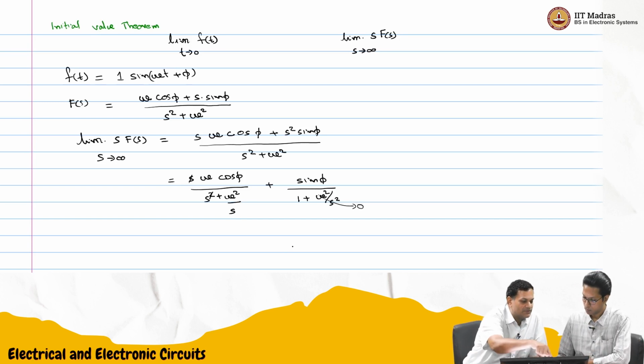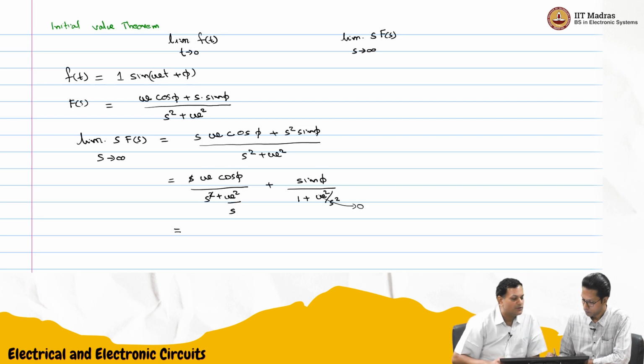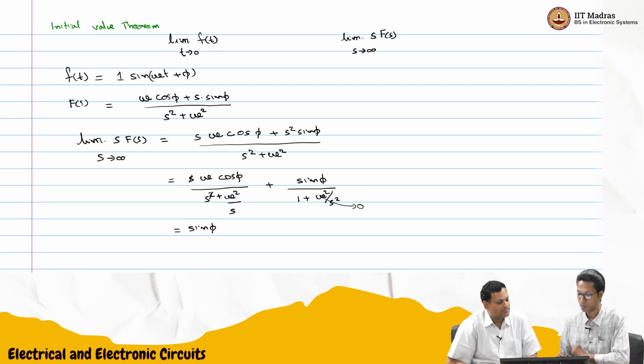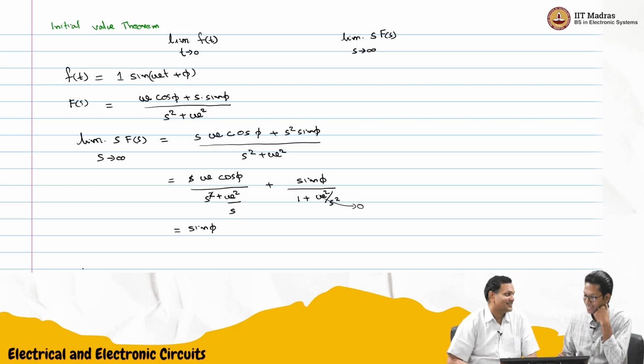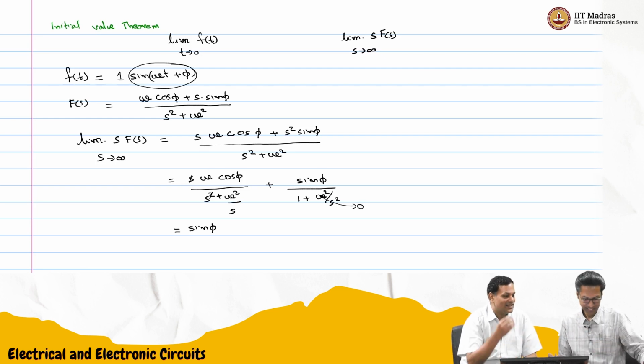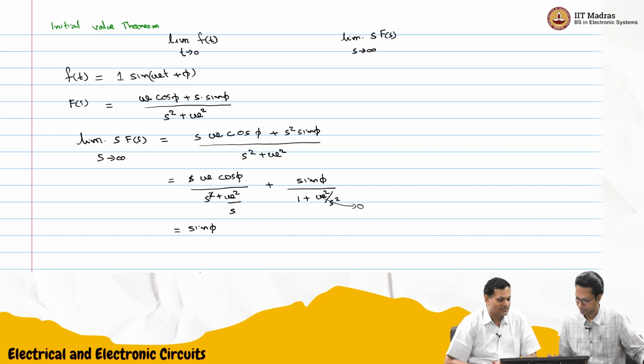Let's look at the time domain function. You set t equal to 0. Oh, it is sin phi, because t is 0. So in fact, in this case, it's a simple example to prove it. We have shown that the initial value theorem gives the same answer. It works.